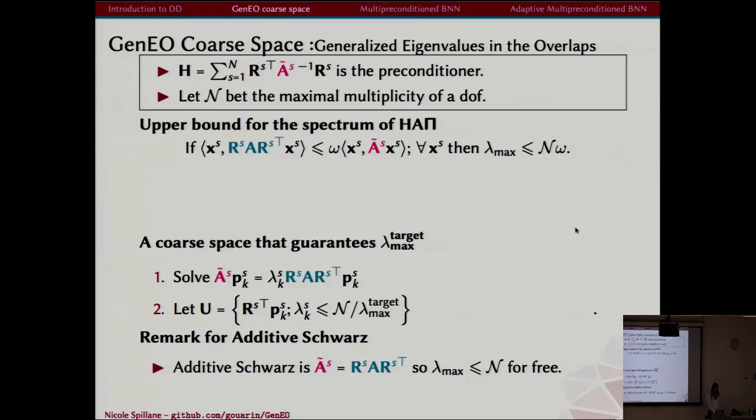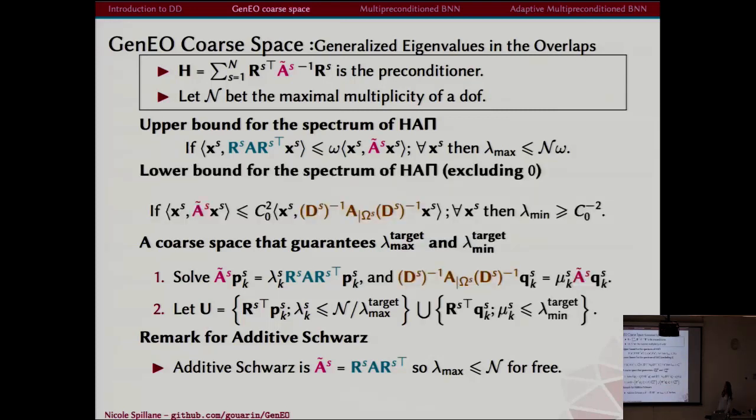So essentially what this says is that for free with additive Schwarz, you get that all eigenvalues are smaller than this constant n. And you don't need to do any extra work for the coarse space. Now this slide is about to become a bit full, but I'm going to add now what happens for the lower bounds of the spectrum.